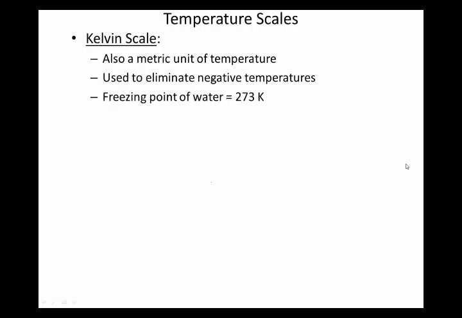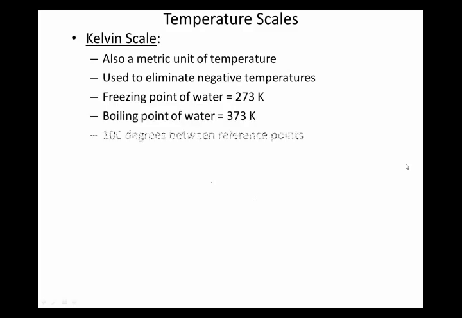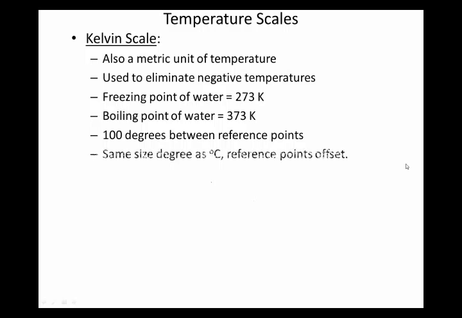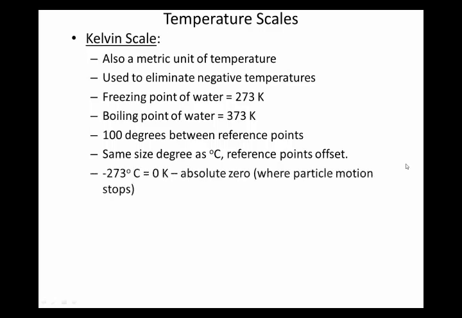So the freezing point of water turns out to be 273, and the boiling point is 373. So how many degrees are between the boiling point and freezing point of water? It's 100 degrees. So it's the same size as the Celsius degree, but their reference points are offset. The reference points are different, and so they're just offset by 273 degrees. So you do have to memorize this. All you have to remember is 273.